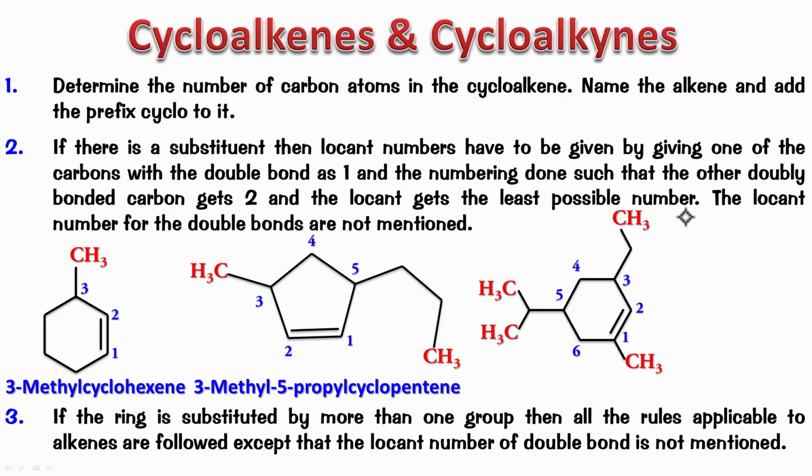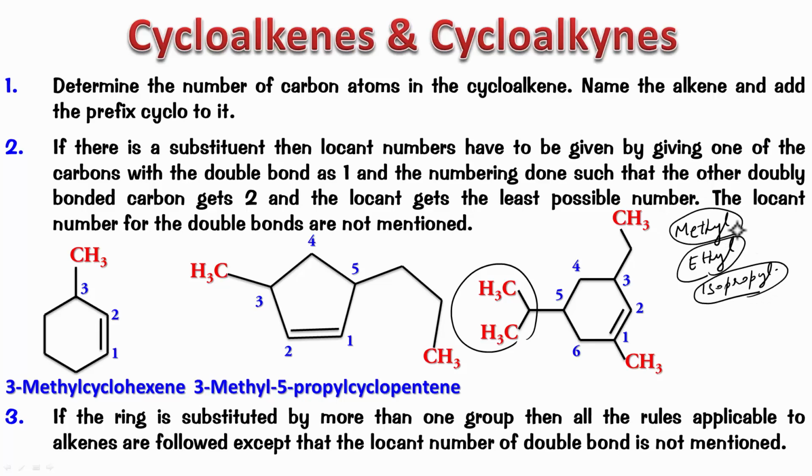So now let's write down the name. So the substituents are methyl, we have ethyl, and this guy sitting here is isopropyl. So alphabetically, ethyl should come first, isopropyl should come second, methyl should come third in naming. So this is going to be 3-ethyl-5-isopropyl-1-methylcyclohexene. So that's the way this particular thing is going to be named.